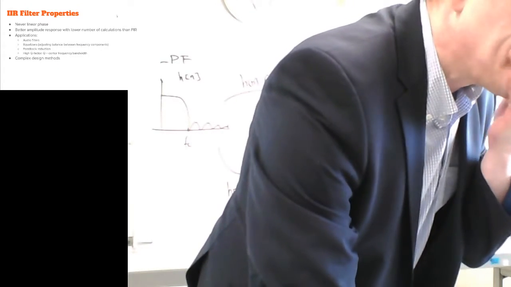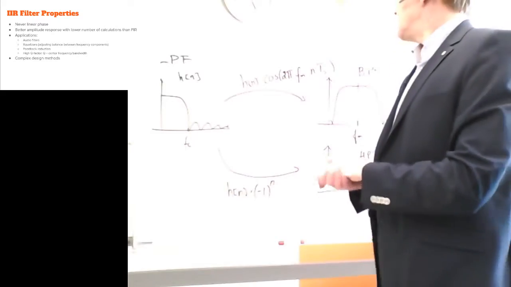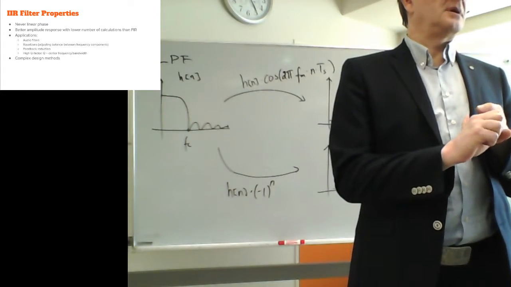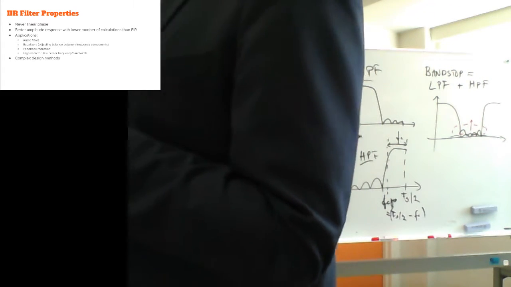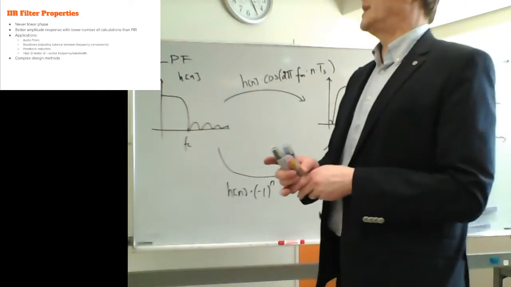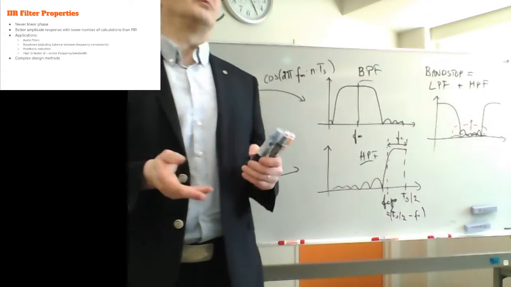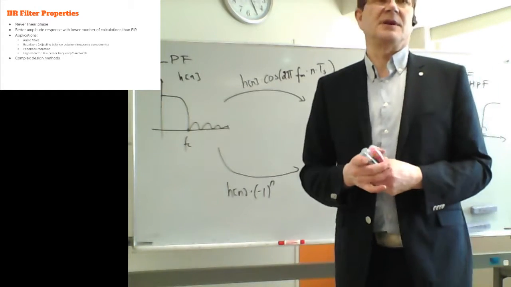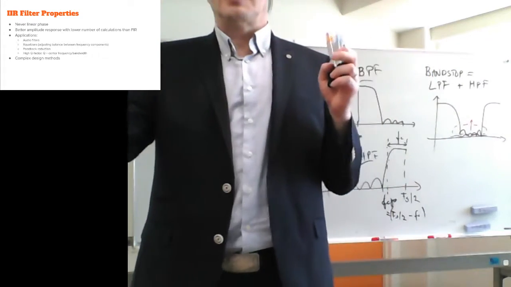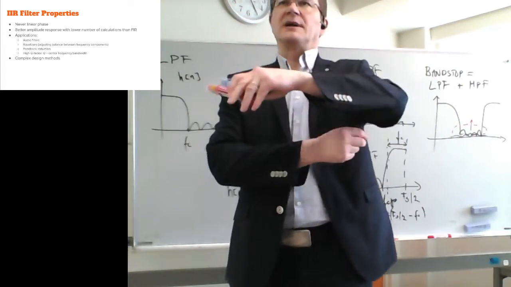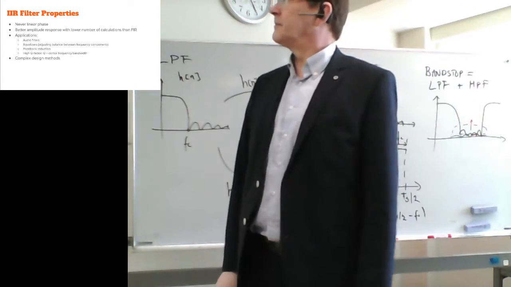The good things about FIR were that it gives a linear phase response and it's a quite straightforward design procedure. IIR filters will never give you a linear phase response. It can be almost, but never exact, except if you do post-processing and zero phase filtering, meaning that you filter the data twice, reversing the time.